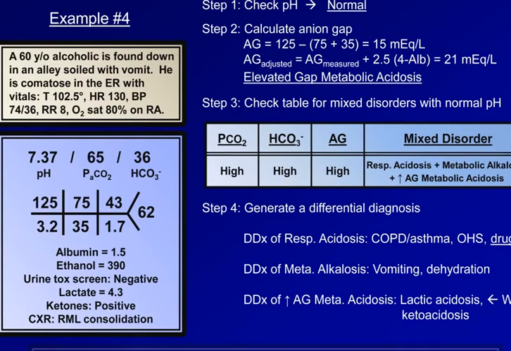Therefore, our overall summary diagnosis would be respiratory depression from acute alcohol intoxication, combined with a metabolic alkalosis from vomiting and dehydration, and a lactic acidosis secondary to septic shock, possibly due to aspiration pneumonia, and an alcoholic ketoacidosis.